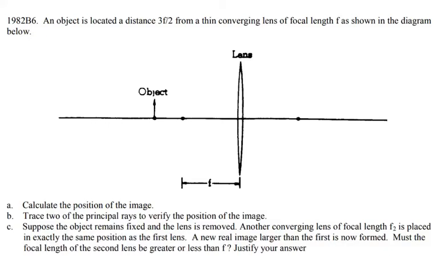This is 1982 AP Physics B. Now this section would be in AP Physics 2 as geometric optics. In this question they ask that an object is placed at a distance of 3/2 of the focal length away from the center of the lens, as is shown in the diagram, and they ask you to calculate the position of the image and trace the ray diagram for locating the image of the object.